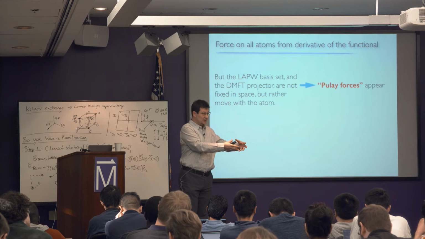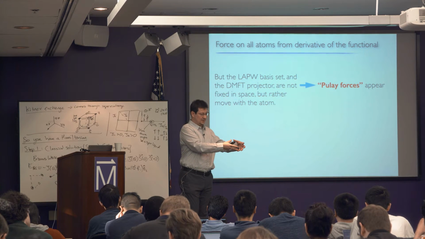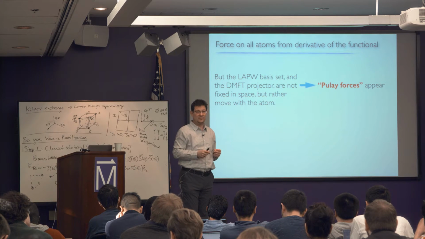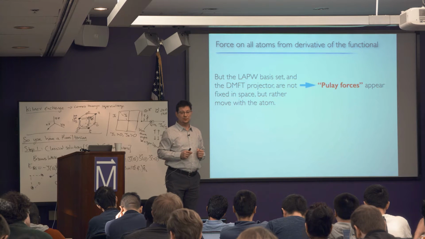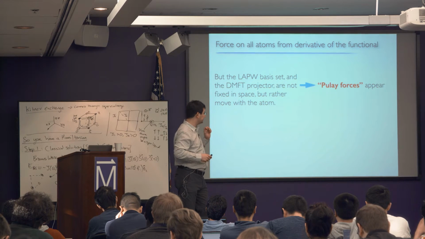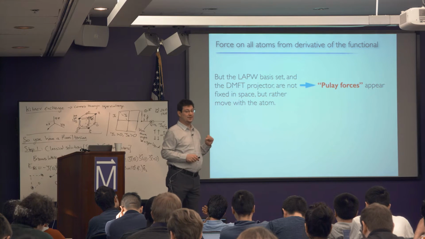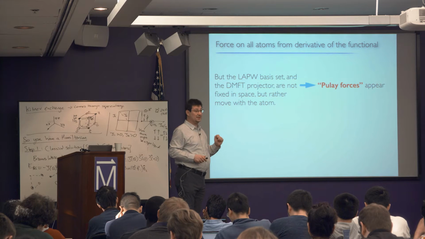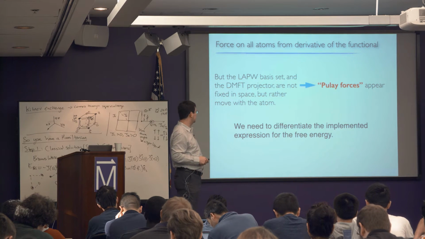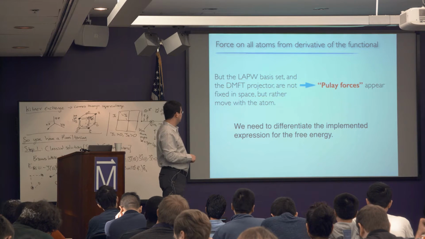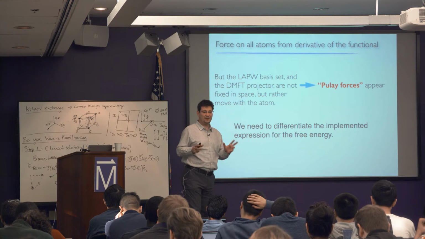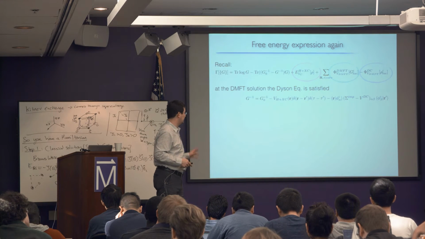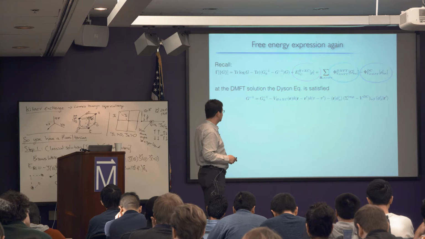And as soon as you have an orbital or any set of orbitals that are moving with the atom, it immediately creates a Pulay force. Okay? So therefore, you would always need to calculate this force much more carefully. You cannot just rely on the fact that the functional is stationary. You have to calculate the force, which means that you need to differentiate the implemented expression for the free energy very, very, very carefully. Okay? And that's kind of painful. People have done it in the past for DFT, but for DMFT, this is pretty new.